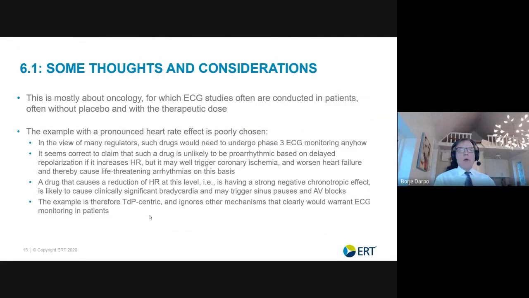On the other hand, it may well trigger coronary ischemia or worsen heart failure, and thereby cause life-threatening arrhythmias on this basis. Also, a drug that causes a reduction of the heart rate, having a strong negative chronotropic effect, is likely to cause clinically significant bradycardia. It may trigger sinus pauses and potentially AV blocks. I therefore think this example is torsades-centric and ignores other mechanisms by which a drug may be pro-arrhythmic.